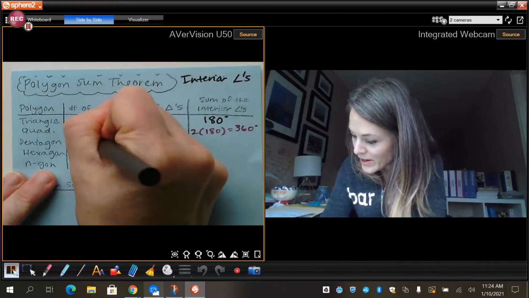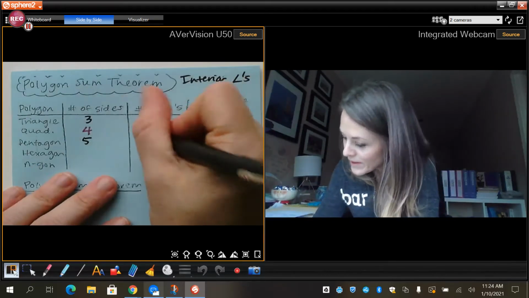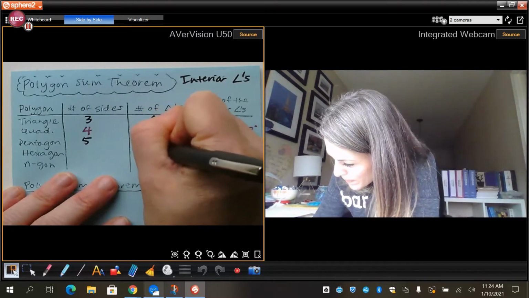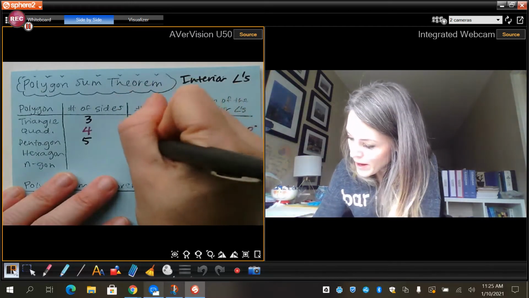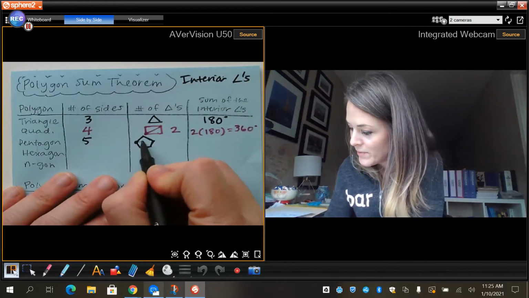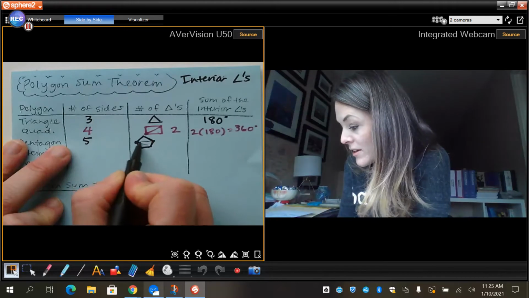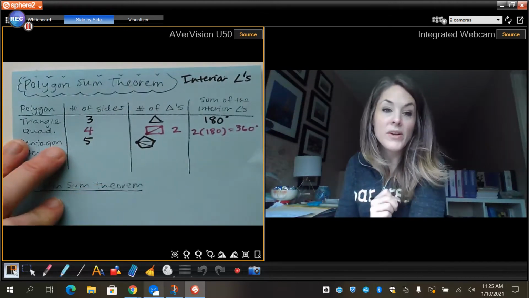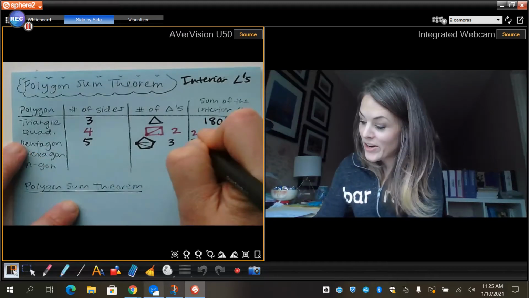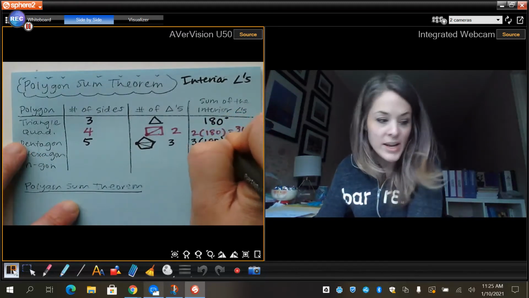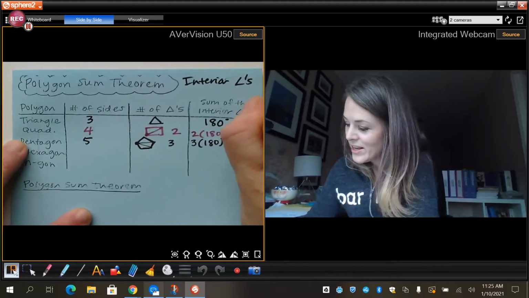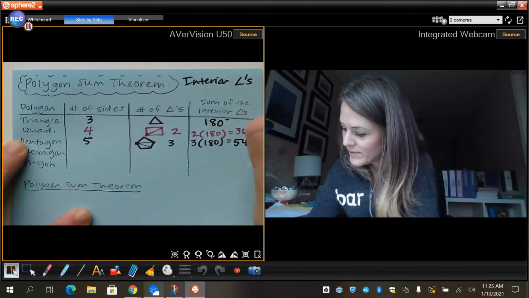So pentagon is 5 sides. It's going to kind of start getting squished in here. Okay. I'm going to go from one vertex. Doesn't matter which one. So here, this vertex, I'm going to draw a diagonal here and a diagonal here. Okay. So that separates it into 3 triangles, each of which are 180. So 3 times 180. And you can use a calculator. You'll want a calculator for this section, is 540 degrees.